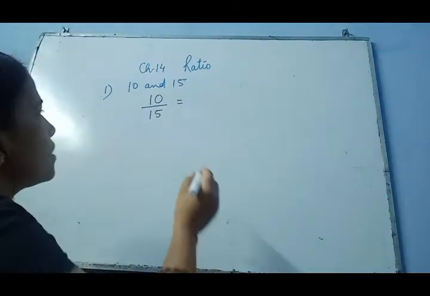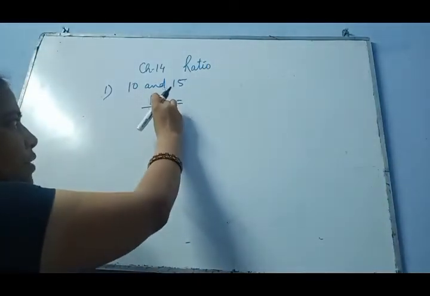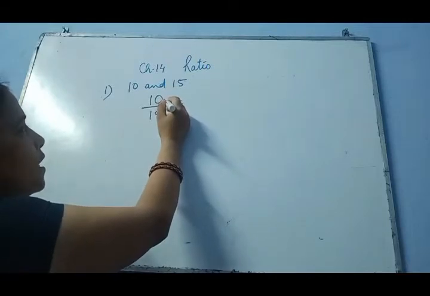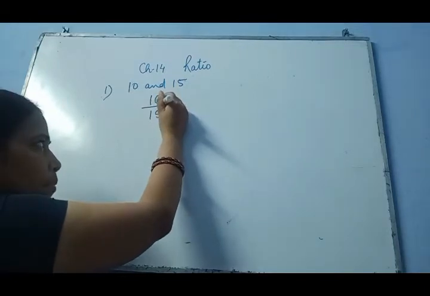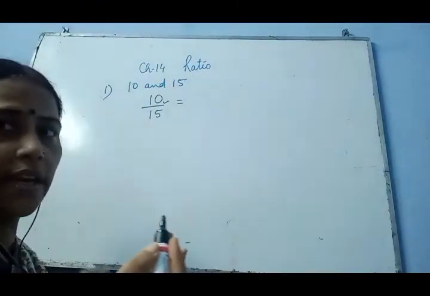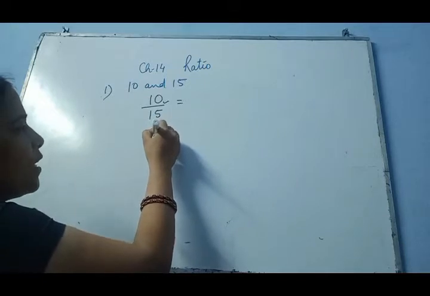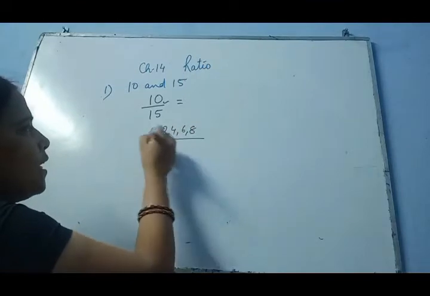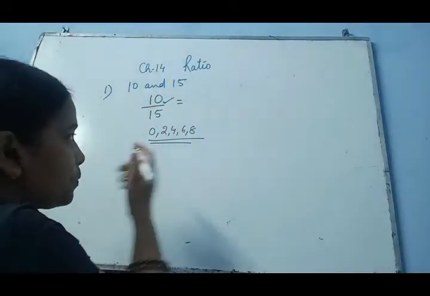So what do you see here? Let us try with 2. We see whether 10 is divisible by 2 or not, and we see that 10 is divisible by 2. How can we say that? Because if the last digit is an even number like 0, 2, 4, 6 or 8, then we understand that the number is divisible by 2.